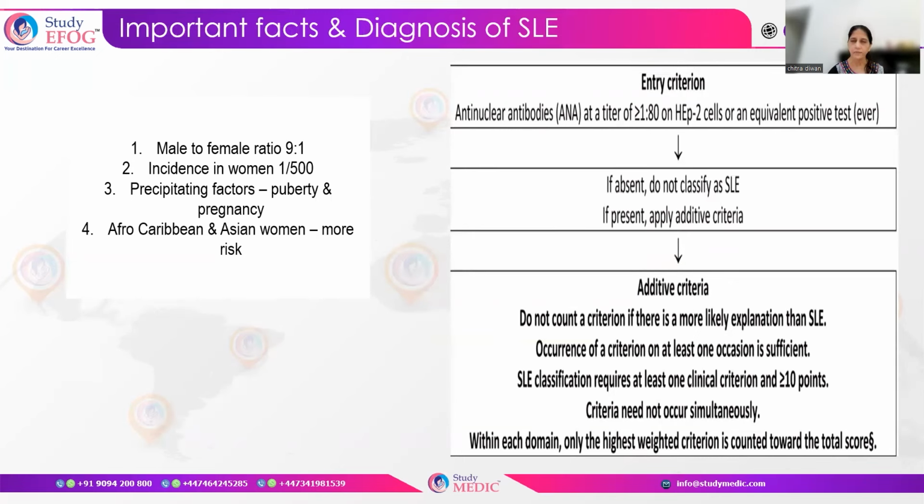So, which are these additive criteria? Now, remember, for the additive criteria, do not label it as SLE if there is a more likely explanation than SLE. And the occurrence of a criterion, even on one occasion, is enough to label the woman as SLE. So, for SLE, the woman requires at least one clinical criterion and more than or equal to 10 points. All the criteria need not occur simultaneously. Now, within each domain, the criterion that has the highest weightage is the one counted towards the total score.